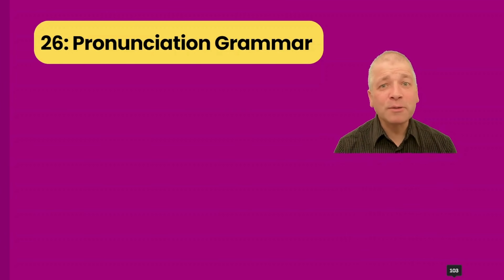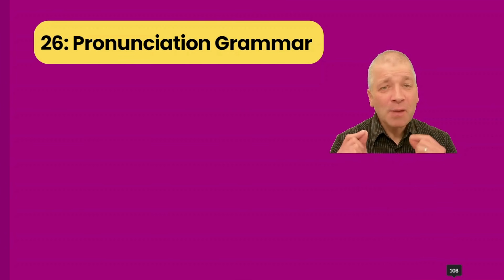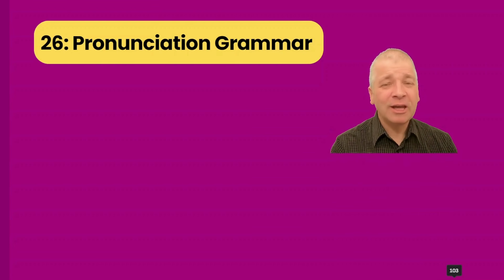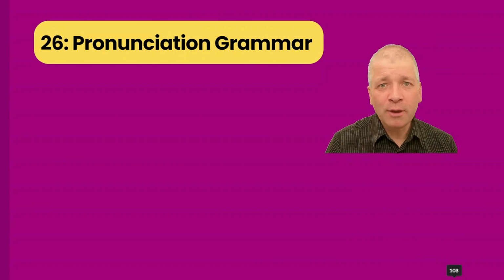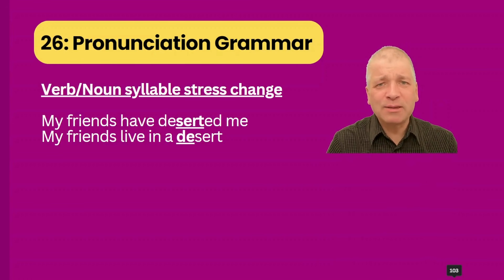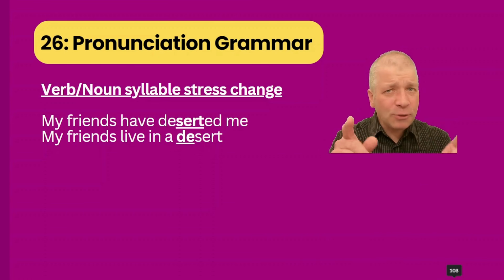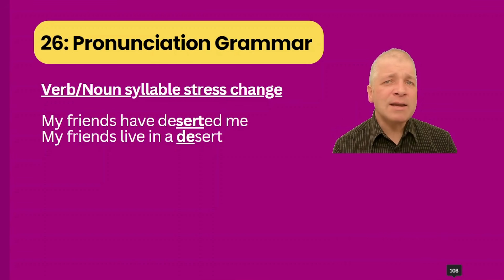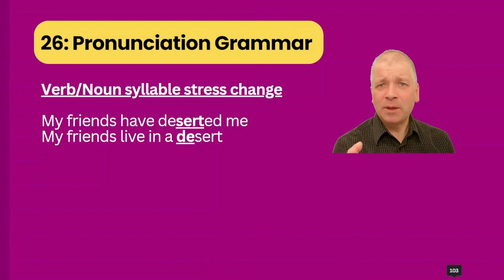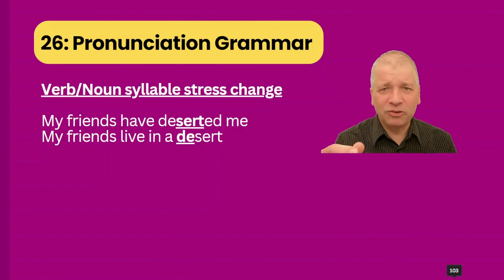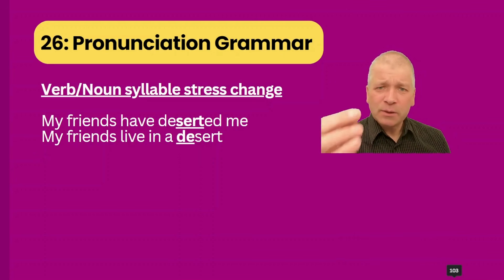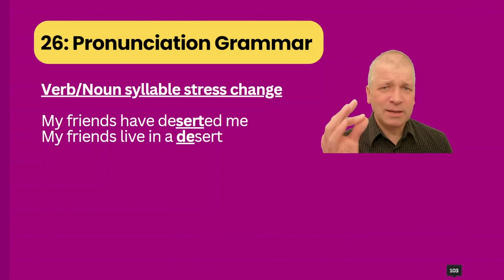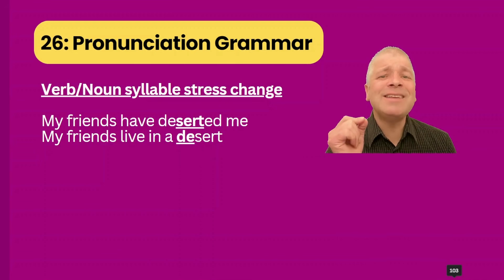26 is pronunciation grammar. Sometimes the way that we pronounce words changes their meaning, and advanced English speakers need to know how to do this. Firstly, with verb or noun syllable stress changes. Compare the following. My friends have deserted me. My friends live in a desert. In the first example, it's a verb. My friends have deserted me, which means they have left me. In the second sentence, desert is a place. It's a noun. My friends live in a desert.